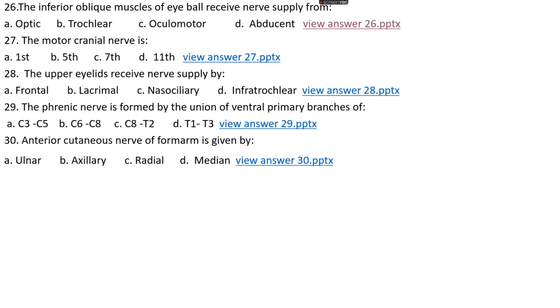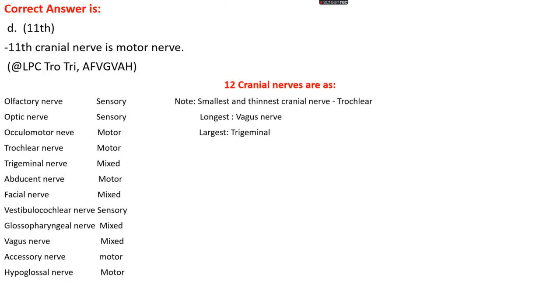Okay. Question number 27. The motor cranial nerve is: option A, first; option B, fifth; option C, seventh; option D, 11th. The right answer is option D, that is the 11th. Okay. The 11th cranial nerve is a motor nerve.